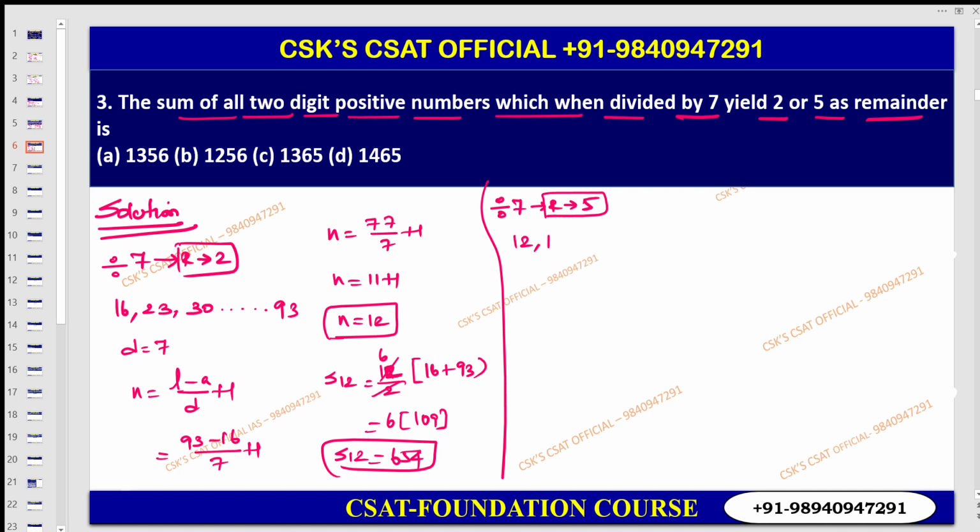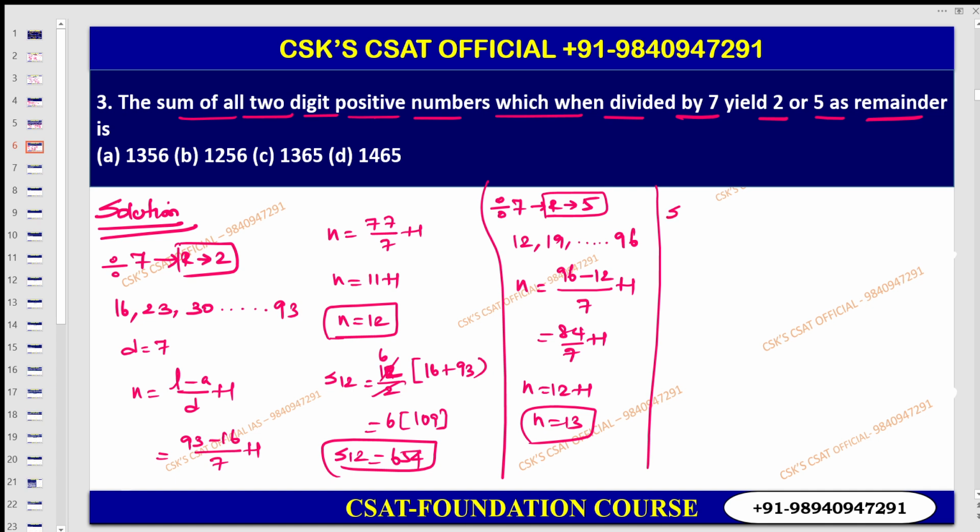So therefore 19, etc., etc. The last number is 96, because 91 completely vanishes, which means you can add up the remainder, whatever the remainder is, here 5. Similarly, you can find n here: (L minus A) by D plus 1. So 84 by 7 plus 1. So n is equal to 12 plus 1. So n is equal to 13.